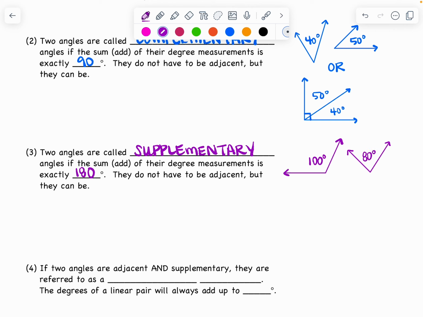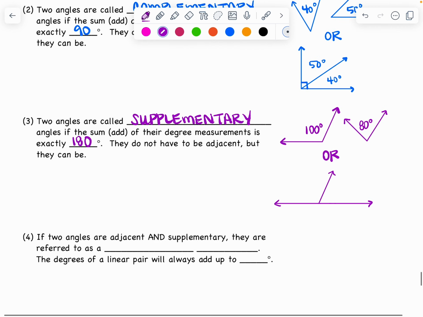So that when I add them together, they add up to 180 degrees. Or of course, most of the time we would see them adjacent to one another, in which case they would form a straight angle, right? Since they add up to exactly 180 degrees. Right, so supplementary angles will always add up to 180. If they are adjacent, they of course will form a straight line or a straight angle.